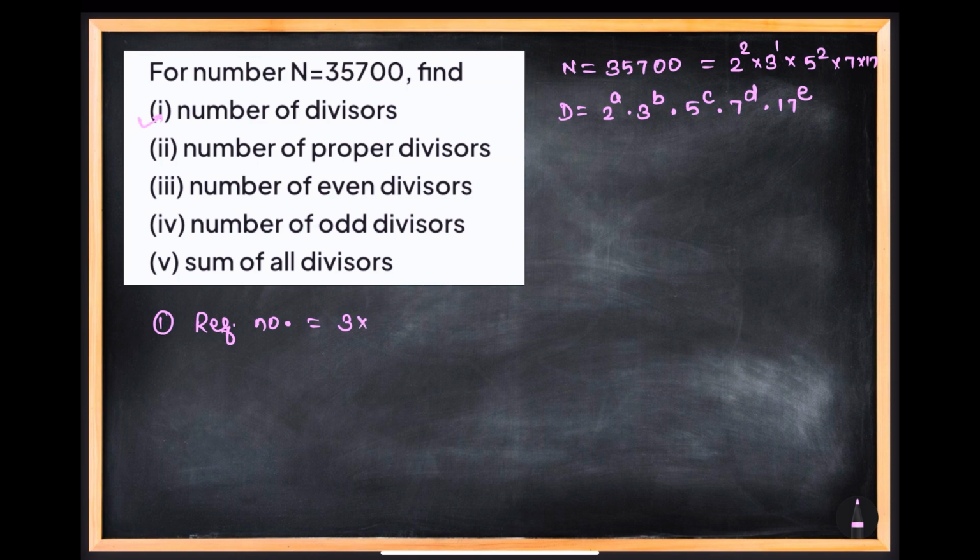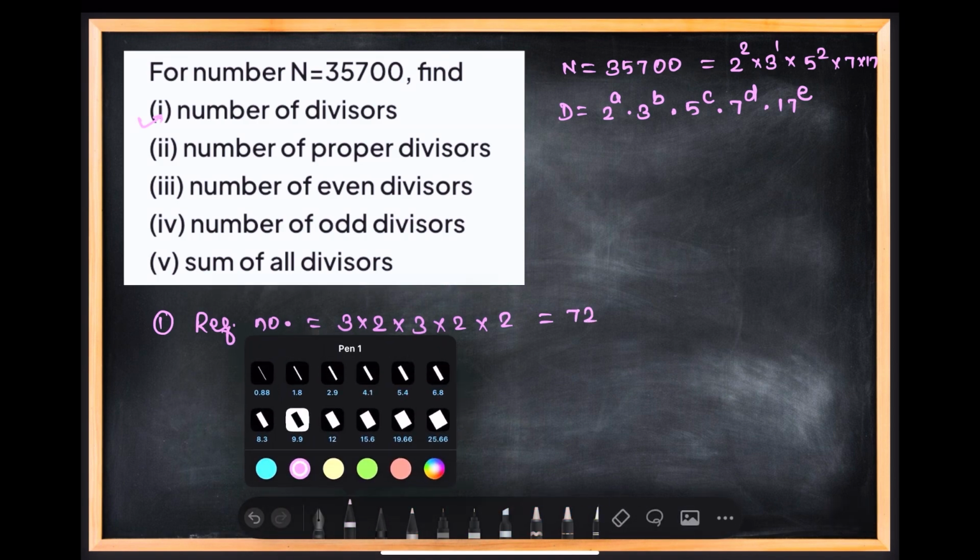Now think about B. What can be the value of B? It can be 0, it can be 1. So we have 2 choices for B. Now think about C. C can take 3 things: 0, 1, 2. D can take 2 things, 0 and 1. E can take 2 things, 0 and 1. So we got 72. So this many divisors are available.